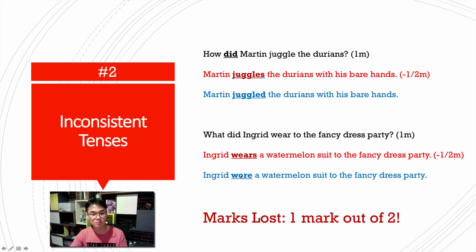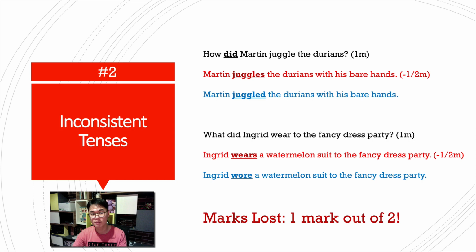So we must be able to transform our verb into the correct tense. So what did Ingrid wear? Ingrid wore a watermelon suit to the fancy dress party. So Ingrid in a watermelon suit, Martin juggling durians with his hands. All right, we're getting a pretty peculiar picture now. Let's move on. So error number 2 is inconsistent tenses. We're going to move on to error number 3 now.